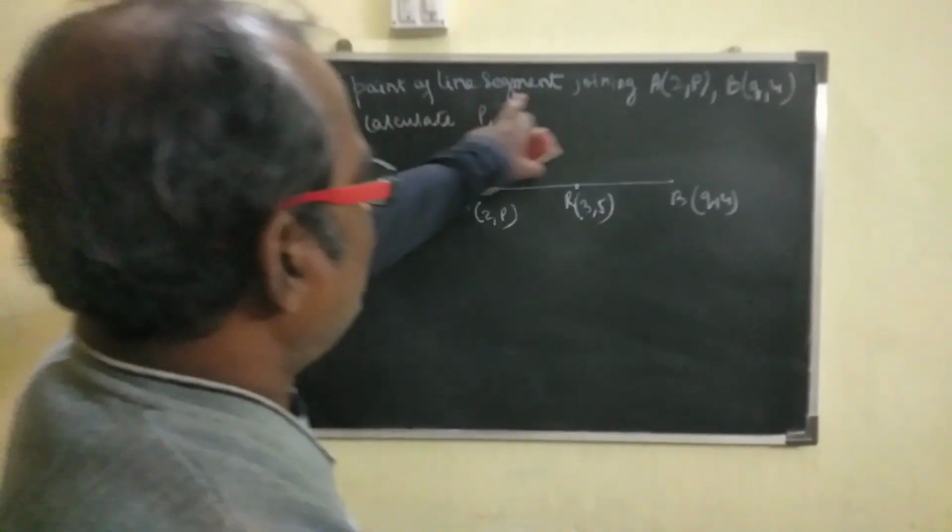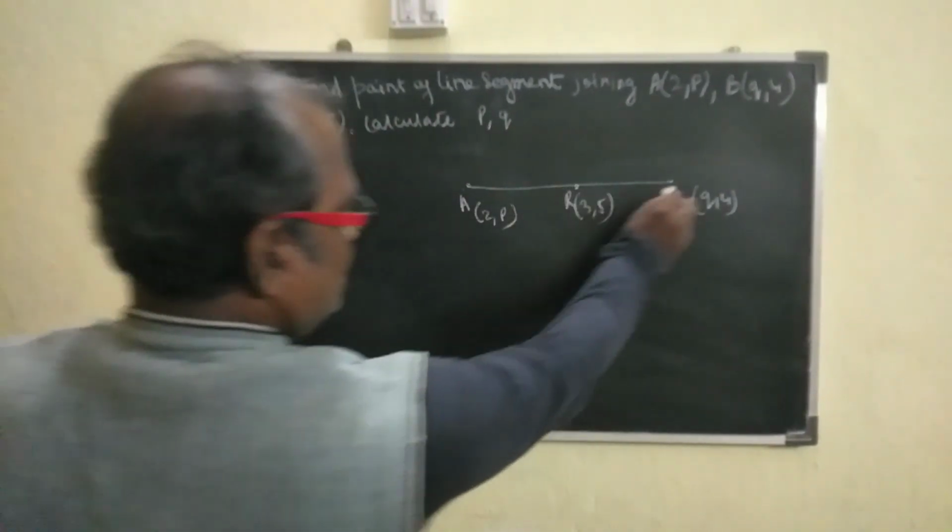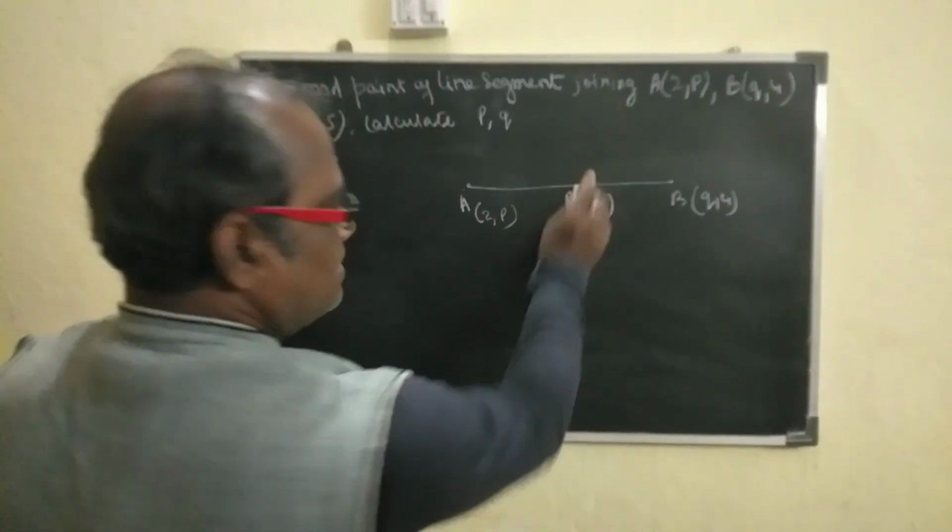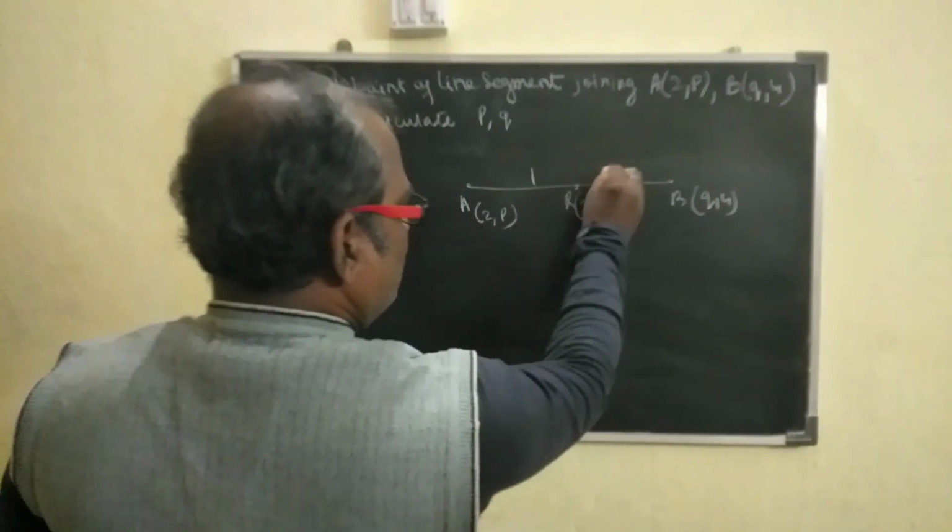The midpoint of the line segment joining, so this is the line segment and this is the midpoint. Since this is the midpoint, it becomes a 1:1 ratio.